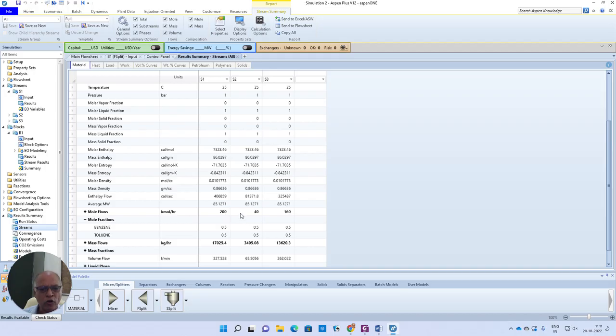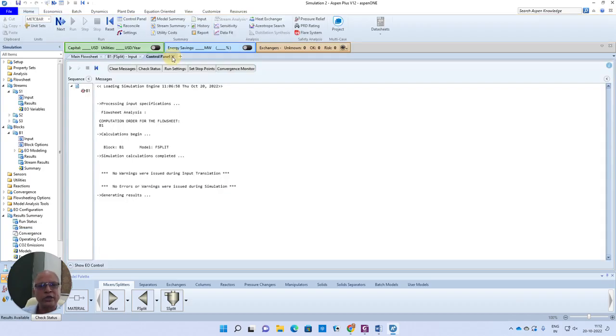What did we say? 20% of whatever is entering should be routed to S2. The remaining 160 kilomoles should go into S3. So whatever is the fraction, you will be able to achieve this by using a splitter, right? Again, you can observe what are the typical properties that are normally listed in this stream summary. This is one way of looking at the results of any process simulation.